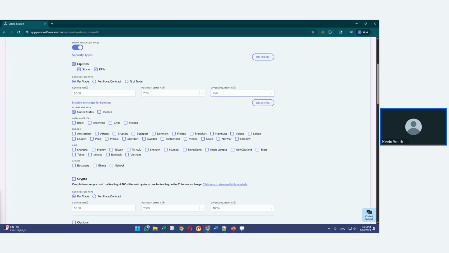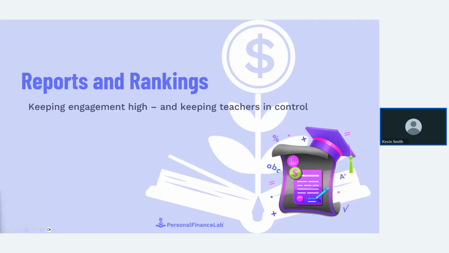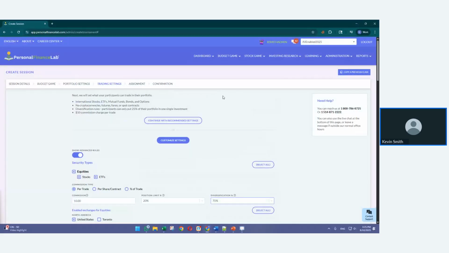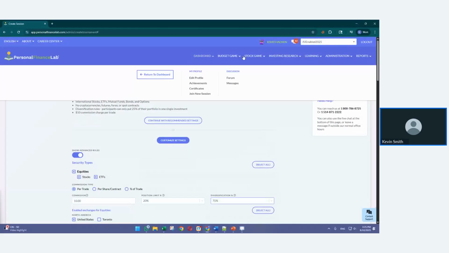From there, I want to talk about the reports and rankings. So making a trade is all well and good, and you have your portfolio, and that's nice. But students are competitive, and the rankings on a stock game are probably the most popular page, except for looking at your portfolio itself, because the students really like to see how they're doing compared to the rest of the class. And you as a teacher want to stay in control of what's going on. So let me real quick show you some of the reports that you have.